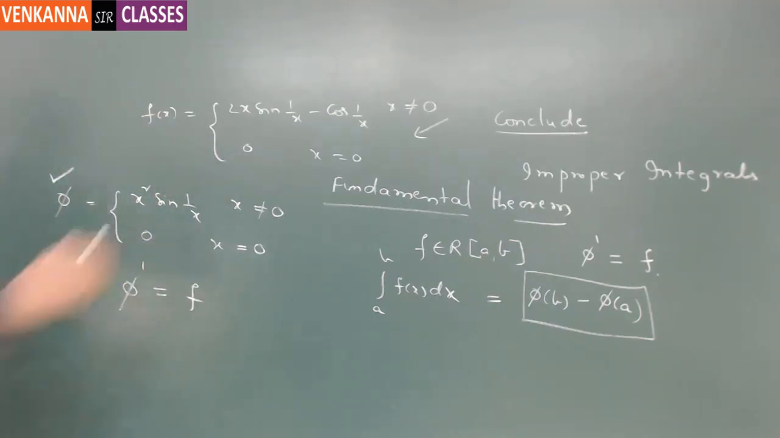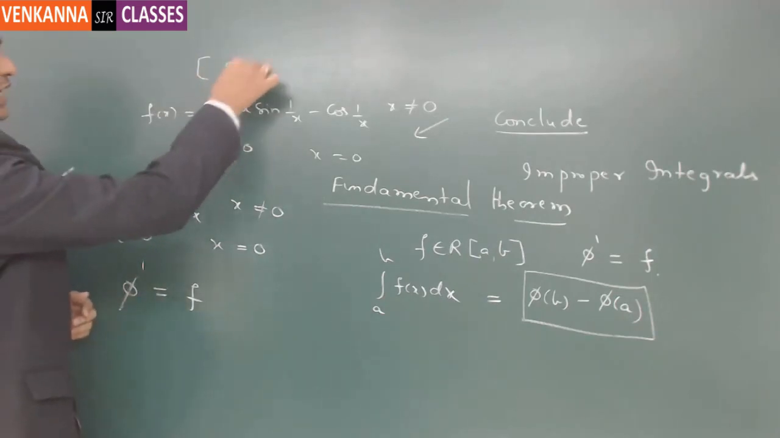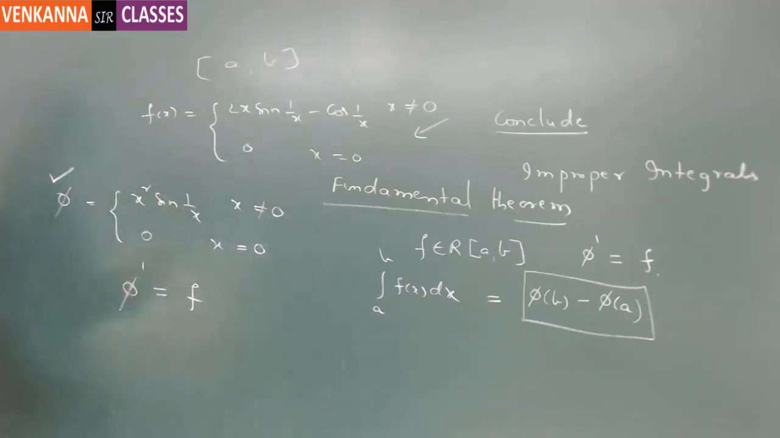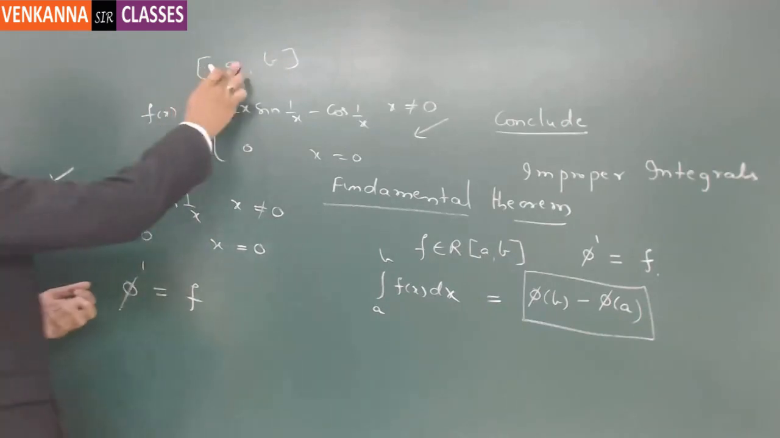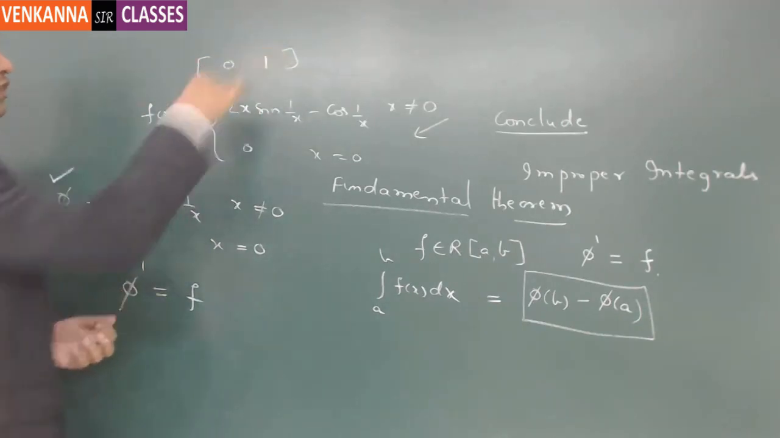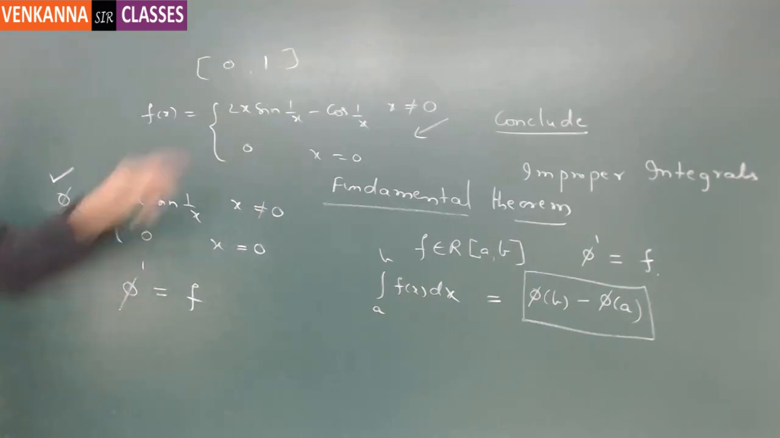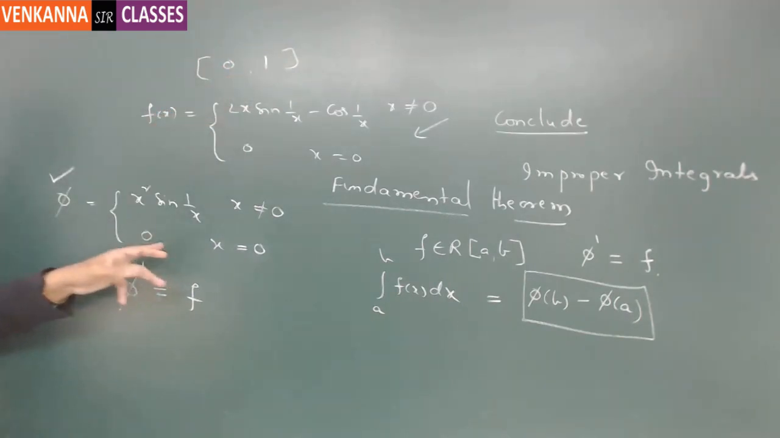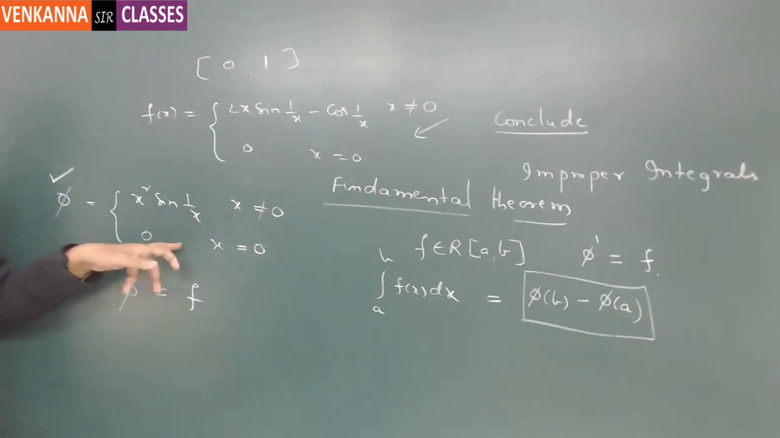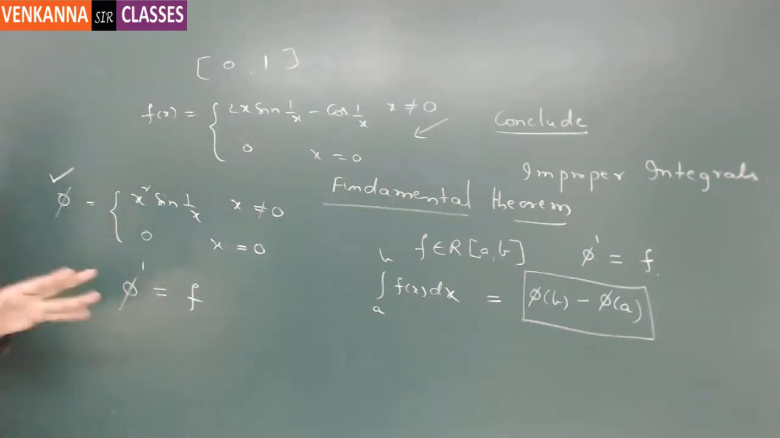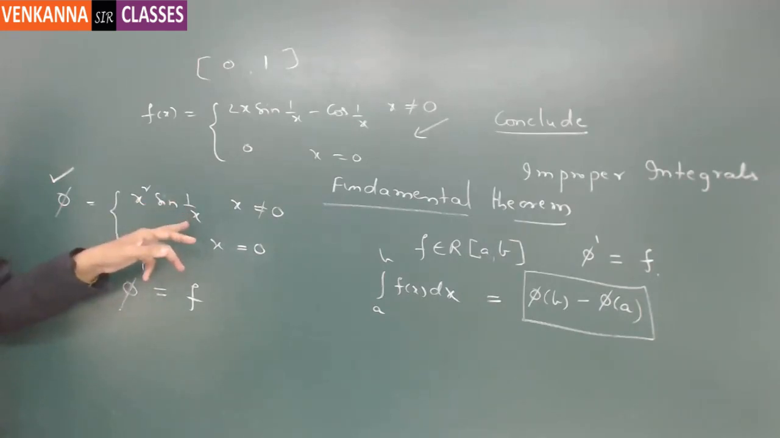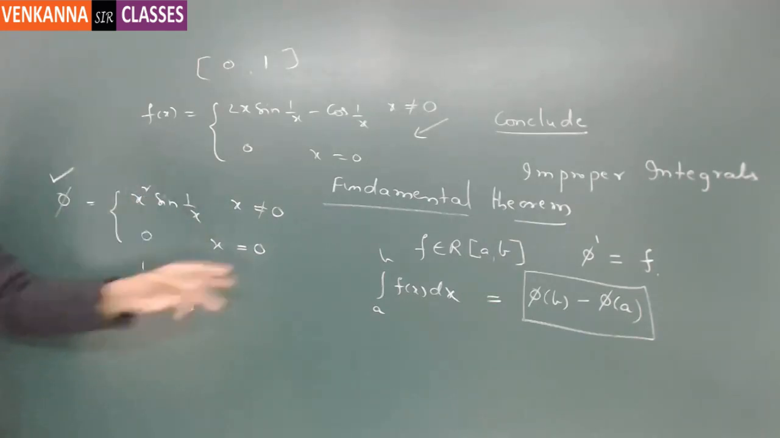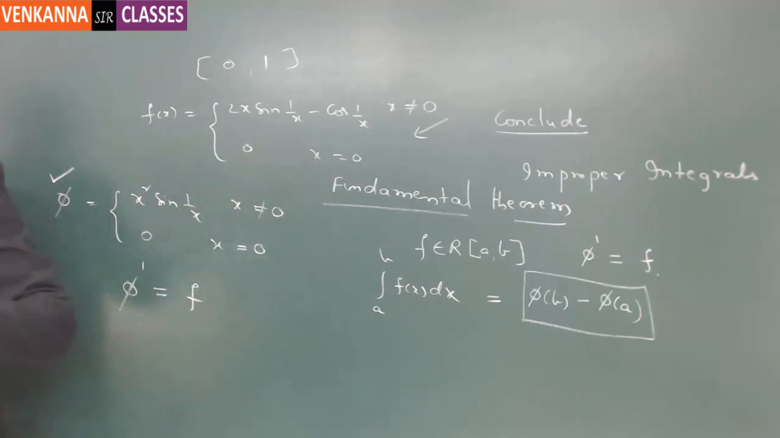If the function f is defined on a closed interval [a, b] involving 0, or, say, the closed interval [0, 1], and you define phi on the interval like this, then phi dash equals f, but phi is not continuous. Clear? But this function can be used to evaluate the integral from 0 to 1 of f(x) dx. It is nothing but phi(1) minus phi(0). Is it clear for you?